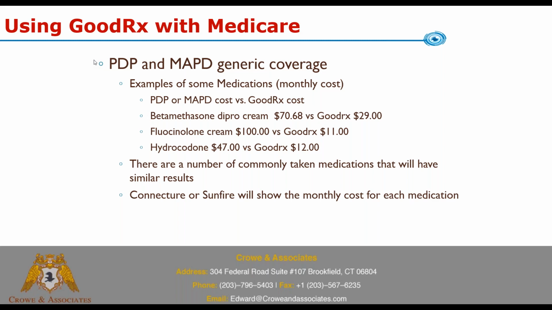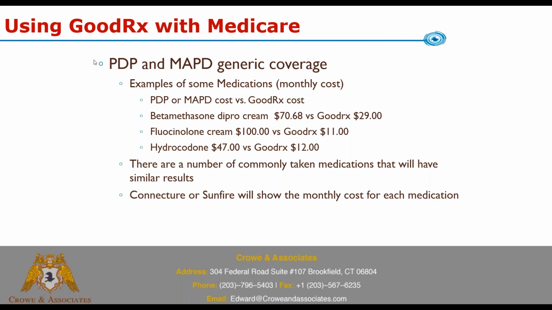Hydrocodone, a painkiller, and you can say this about a bunch of painkillers like oxycodone, a whole bunch have this happen. Tier 3 with most companies at $47. On GoodRx, it's $12. So it's just a huge savings. And there's a number of commonly taken generic medications, I should have put generic in there, that are going to have the same result, where it's just going to come out way better on GoodRx.